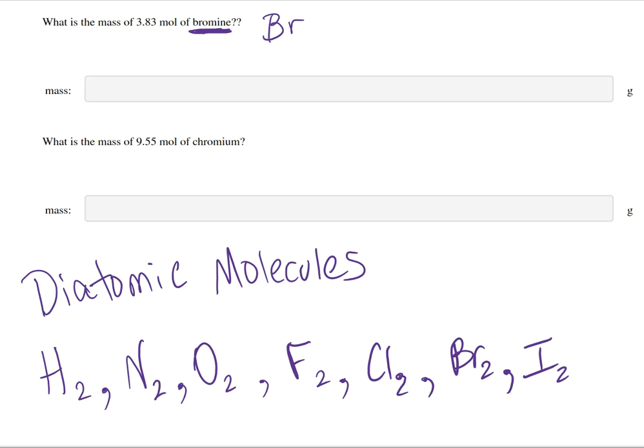So whenever we simply say hydrogen, it really exists as H2. This is how they naturally occur. So you want to make sure that you pay attention to that, because here it just says bromine, but it's really Br2. So that's going to be important in helping us determine the mass in 3.83 moles. Now we'll go through and work the problem.